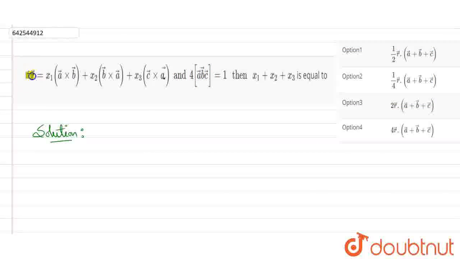Hello everyone, this question. It is given that if r vector is represented as x1 (a cross b), x2 (b cross c) and x3 (c cross a), and the value of 4 times the determinant [a b c] is equal to 1, then we have to find the value of x1, x2 and x3. And 4 options are given to us, option 1, option 2, option 3 and option 4.